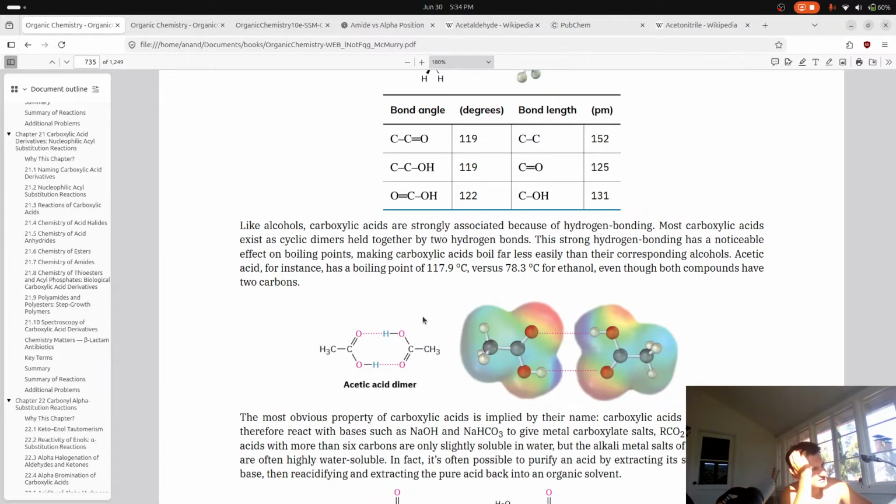How do they measure bond angles? That's one thing I never... Like, how do you know that?